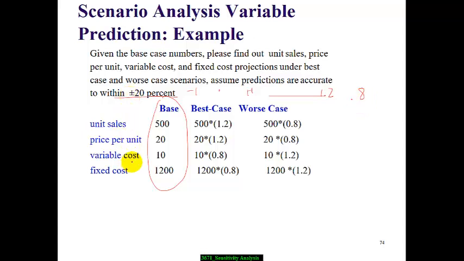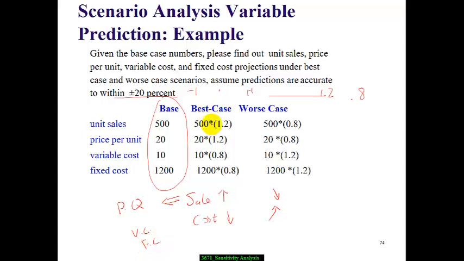Now, how do these numbers change? Remember, in the best case, sales go up and the costs go down. For the worst case, sales go down, but the costs go up. Do you see that? So this will increase our revenue, and this will decrease our revenue. So what is really driving our sales? The price per unit and the quantity. Then we also have variable cost and fixed cost.